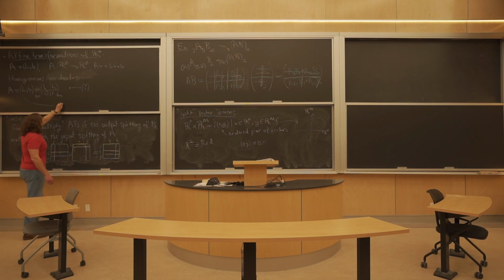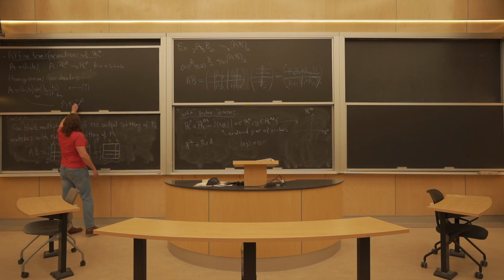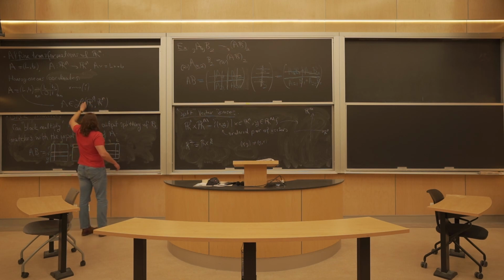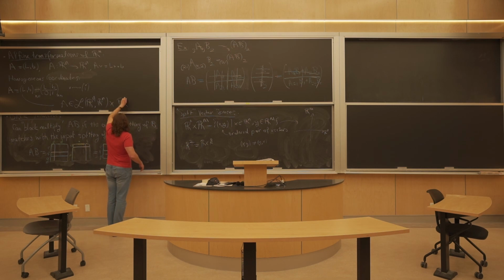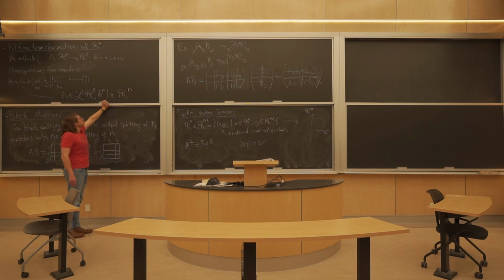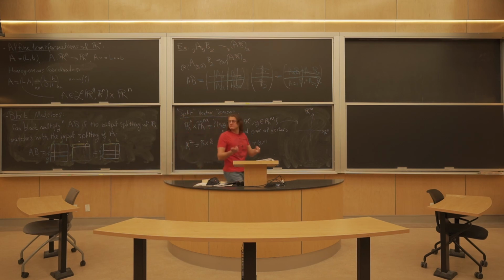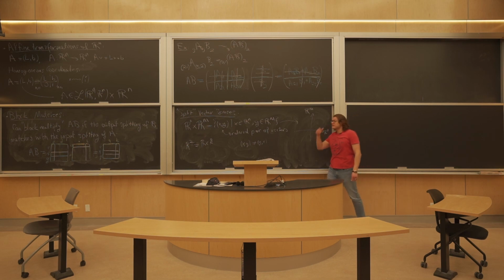So here I can write it like this. A is in linear Rn to Rn times Rn. It just allows you to keep track of a bunch of different objects together. This is kind of just for bookkeeping. Yeah, as with the rest of linear algebra. It's all about bookkeeping, yes.